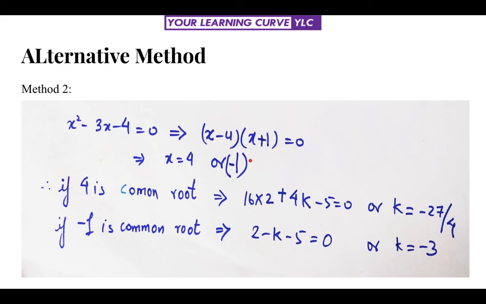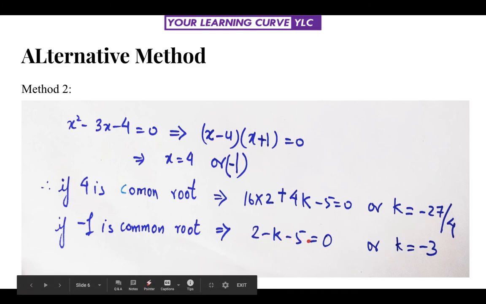Since it is given that one of these roots is the root of the other equation, it must satisfy the other equation. So we put x is equal to 4 in the second equation and then solve. We get 16 into 2 plus 4 into k minus 5, and from here we get k is equal to minus 27 by 4. And if x is equal to minus 1, we put it in, then we get 2 minus k minus 5, or k is equal to minus 3. So from both the methods we get the same answer.